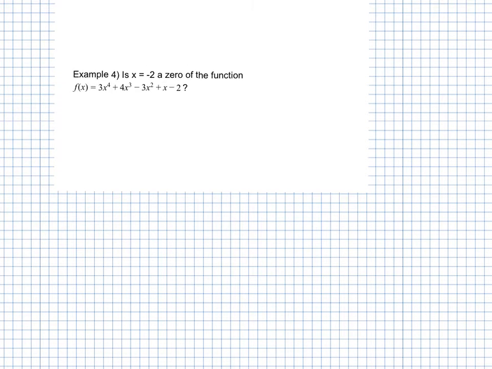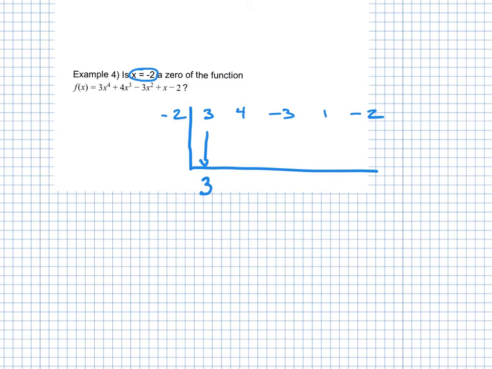Here's example 4. Take a quick peek here. If I make my synthetic division box, -2 is here because we're looking at the 0. We're not looking at the factor. 3, 4, -3, 1, -2. Start with your first coefficient inside, add to get out of the box, multiply to get back in. Repeat that across the row. Add, multiply, add. We have a remainder of 0, so the answer is yes.